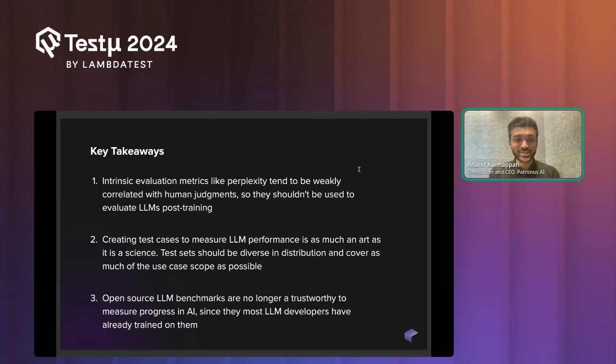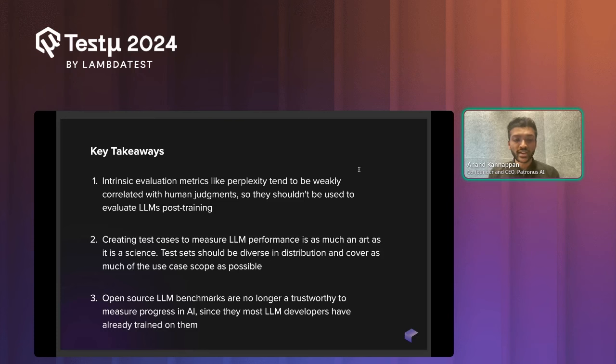Along with that, as you can kind of see here, it's definitely as much of an art as it is a science in terms of how you can actually scalably and reliably test these kinds of systems. And so it's always really important to make sure that the test data sets that you've put together are very diverse in distribution and that they are covering as much of the entire use case scope as possible.